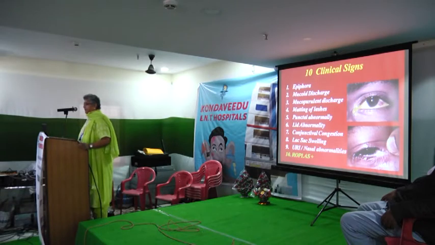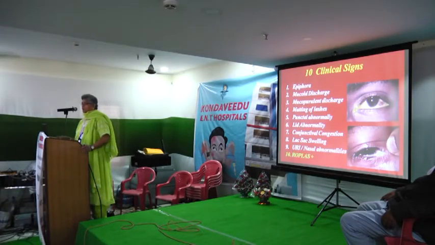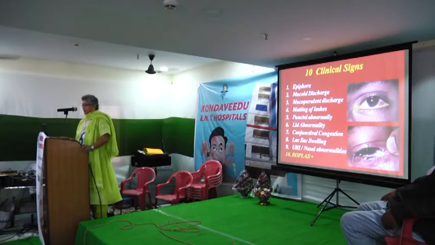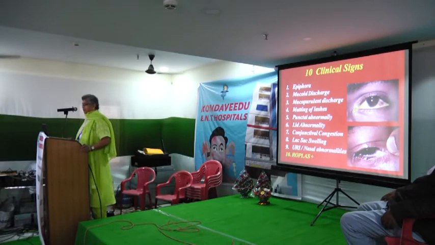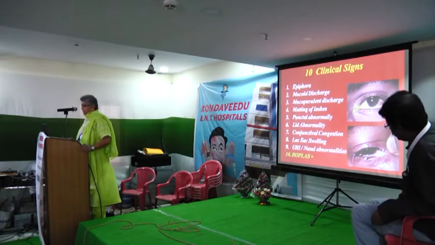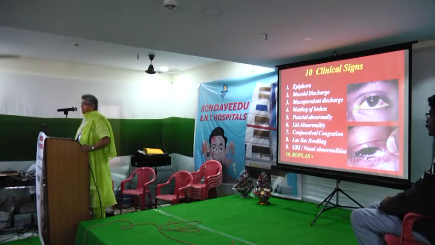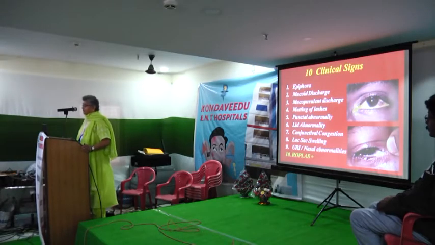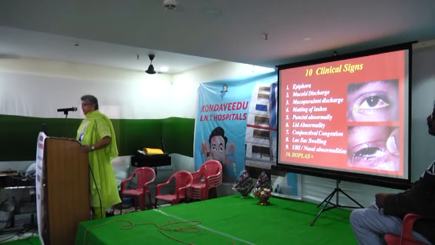So coming to the signs, again they have epiphora when we observe. All these things will repeat. Mucoid discharge, mucopurulent discharge, and matting of lashes, and we should observe punctal abnormalities. Lid abnormalities we should observe, whether there is any entropion or ectropion of the lid, why the patient is coming with watering of the eyes, whether conjunctival congestion is there or not, or lacrimal sac swelling is there or not. If the swelling is there, whether it is tender or not. If there is tenderness, you should stop the surgery, treat the acute infection, and then proceed with the surgery. And upper respiratory tract infections or nasal abnormalities we should look for.